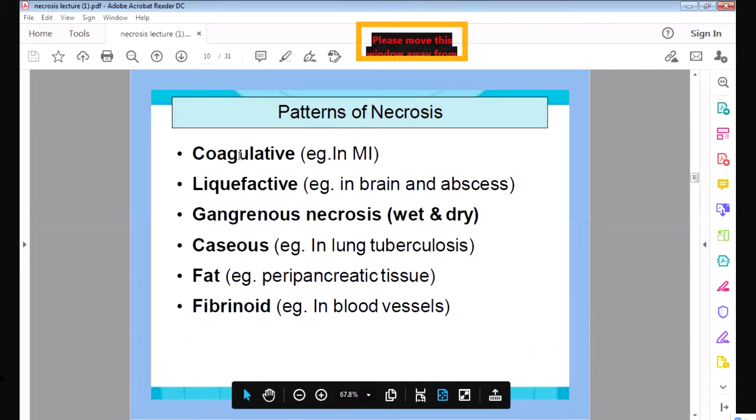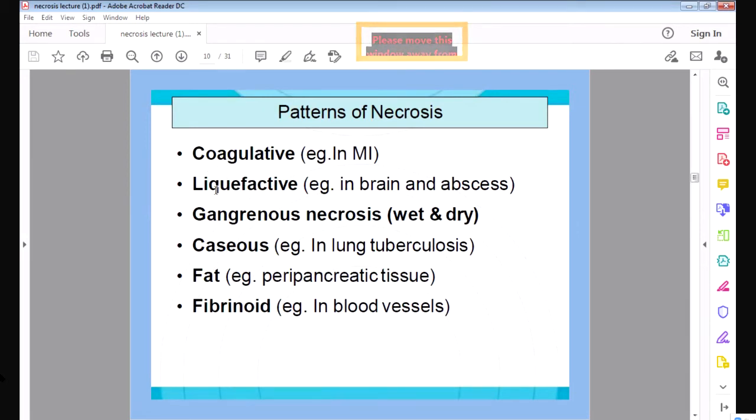Coagulative necrosis is seen in solid organs. Liquefactive, when there is pus or liquid formation. Gangrenous, we will see there are 2 types, wet and dry. Caseous necrosis in case of infection, tuberculosis. Fat necrosis, whenever there is fat, like in the breast and pancreas.